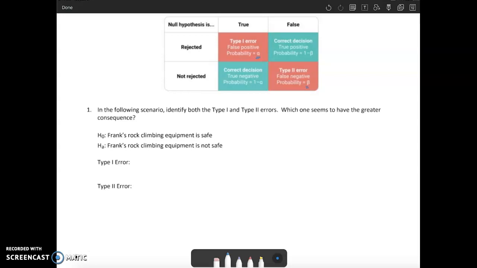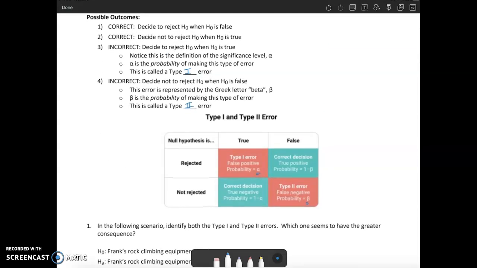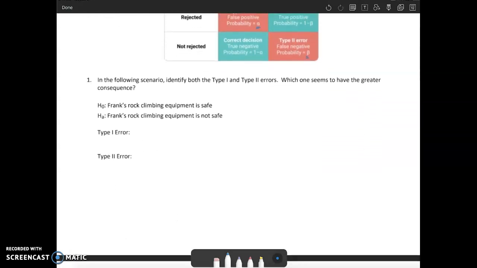Let's look at what the 2 different errors would be defined as. So a type 1 error, if we go back up and look, is rejecting the null when it's actually true. So a type 1 error would be rejecting this null and thus concluding that Frank's equipment is not safe.